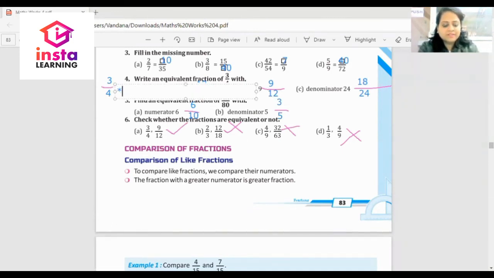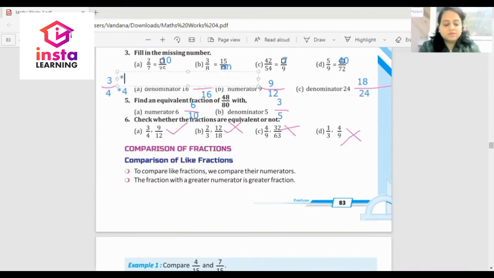So write here the multiplication sign and 4 multiplied by 4. You have to do the multiplication of 4 number in your numerator also. Okay. Same number should be in both numerator and denominator. Then you will get the answer. 3 4s are 12 and 4 4s are 16. As it is written, 3 upon 4 with denominator 16. Okay. And numerator should be 9. So 9 should be your numerator and 12 is your denominator. 3 3s are 9. 4 3s are 12.